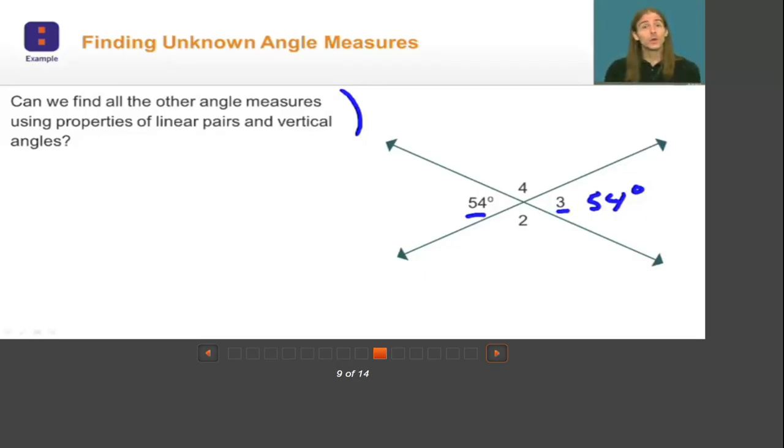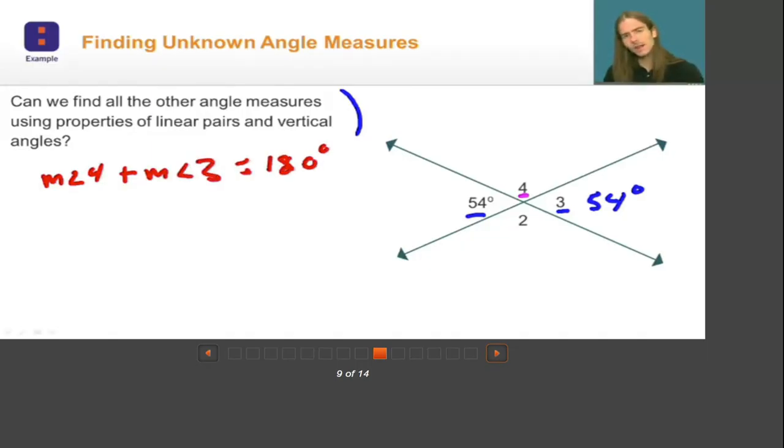Now we can use what we know about linear pairs of angles to find the remaining angles. For example, angle 4 and 3, well, I know that the measure of angle 4 plus the measure of angle 3 must equal 180 degrees. And I know that because those two adjacent angles are forming a straight angle. I just found the measure of angle 3. We said that it's 54 degrees, so I'm going to erase it out of that expression and just go ahead and write its measure, 54 degrees.